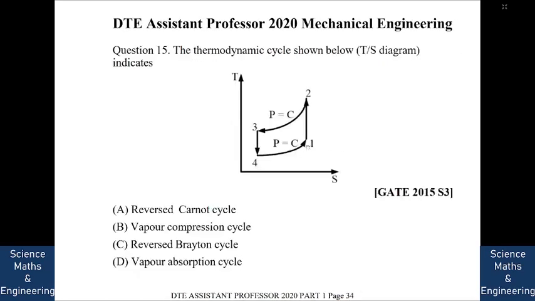See, if we come here, from 1 to 2 it is going, so compression, then 2 to 3, that is heat rejection, 3 to 4, that is expansion, and 4 to 1, that is heat addition. So this is exactly the reverse Brayton cycle.